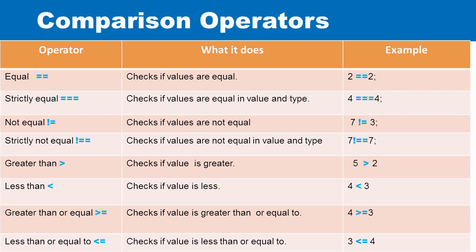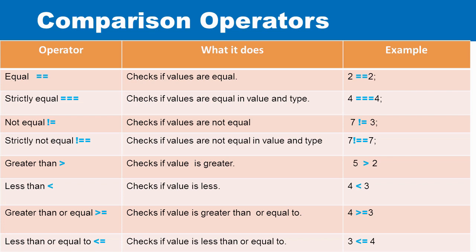If you want to check if values are not equal, you use the exclamation mark and the equals to sign. That will check if the values are not equal. If you want to check if the values are strictly not equal in value and data type, you use the exclamation and double equal symbol.